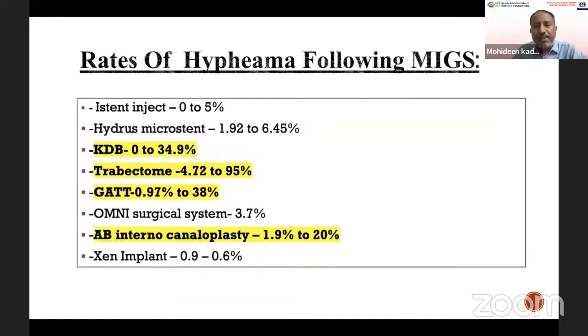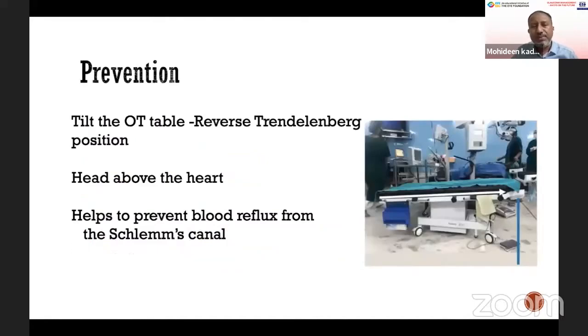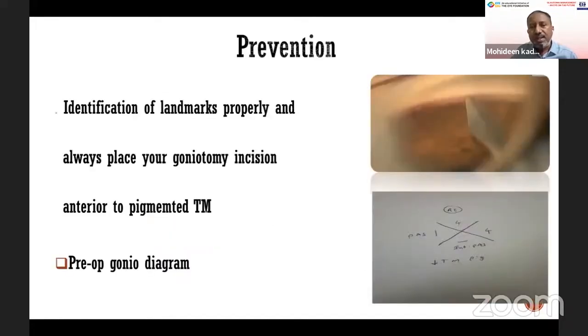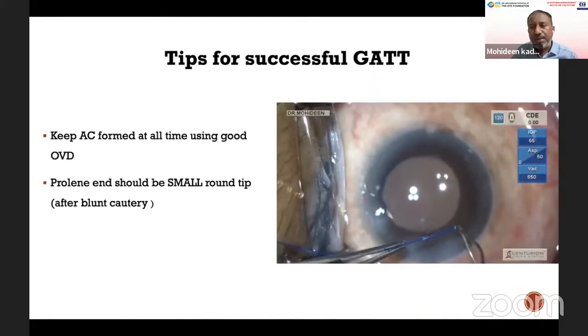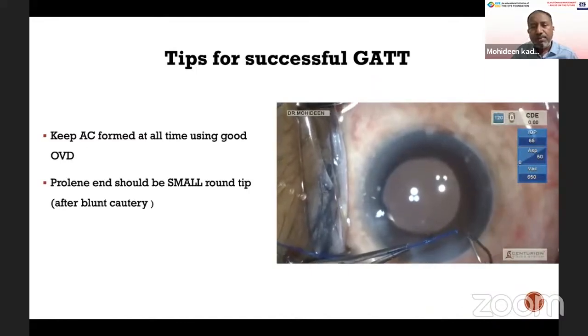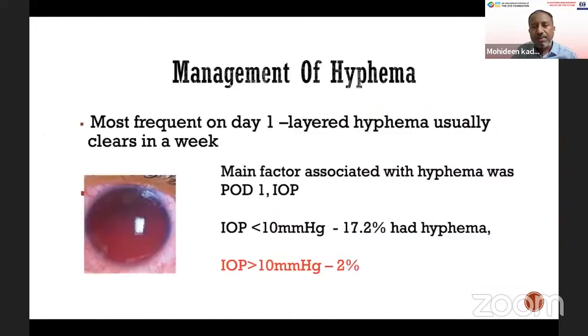And hyphema is a big part, especially in GAD, as our colleague was saying. I'll show you some of the tips that I use. Keep the OT table a little higher, in reverse position, to help prevent the blood reflux. And always make the goniotomy incision anterior to the pigmented trabecular meshwork. And pre-op gonioscopy is very important. And this is the tip: I make a small mushroom tip of the polypropylene. Don't make it very big, especially for ankylosing glaucoma. And for hyphema, keep the IOP more than 10, especially day 1, so there are fewer chances of hyphema. You keep the IOP more than 10.